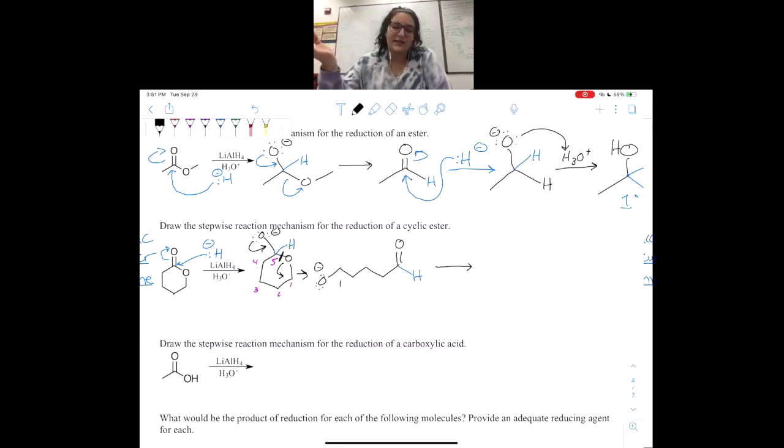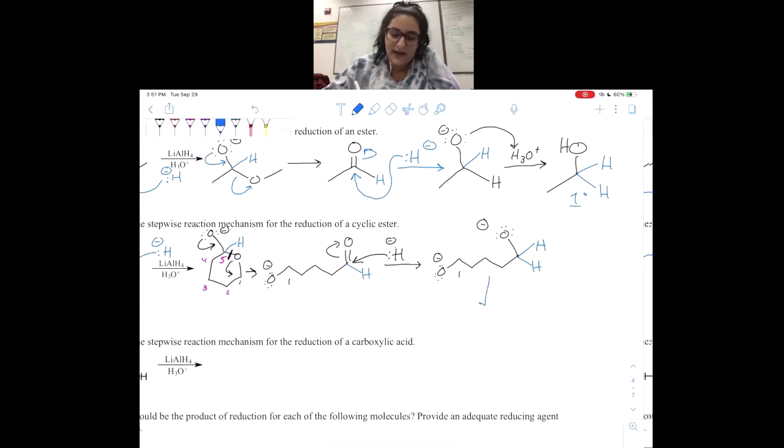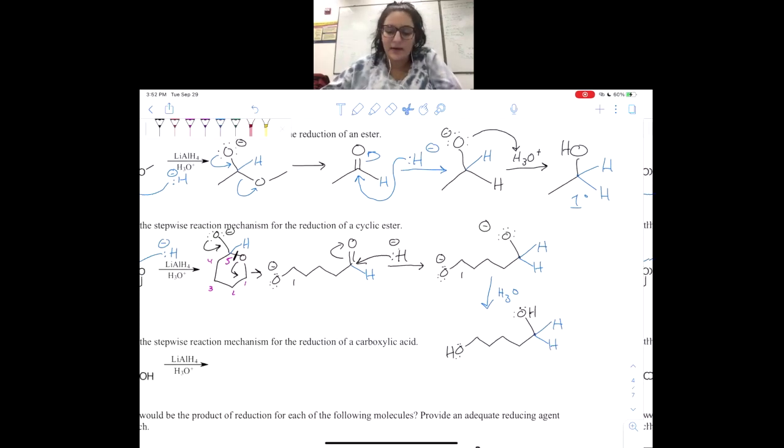Honestly, in nature, it happens a million different ways, so I'm just going to choose to do it the way that I find most easy, and that is to do this reduction, and we get an additional hydrogen added to this carbonyl carbon and a negatively charged oxygen. And at this point, we know that we have H3O+ present, so we're going to protonate both of these oxygens, and we get our final answer.